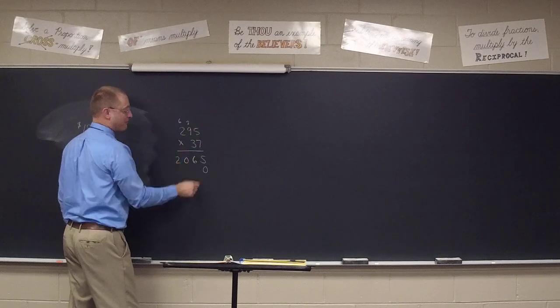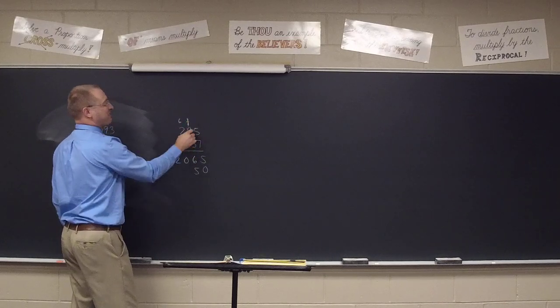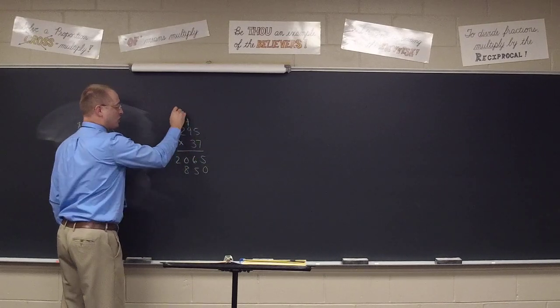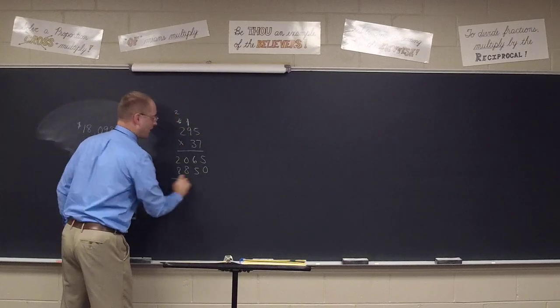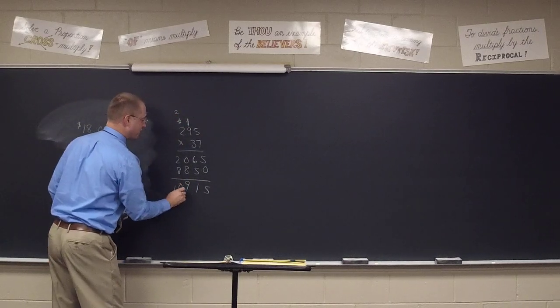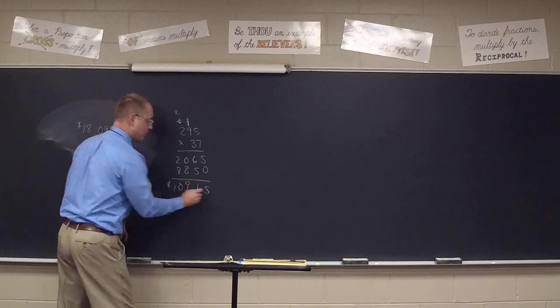like a 3. 3 times 5, 15. Carry a 1. 3 times 9 plus 1, 28. Carry a 2. 3 times 2 plus 2, 8. All right, when we add it together, we end up with $10,915 worth of cost.